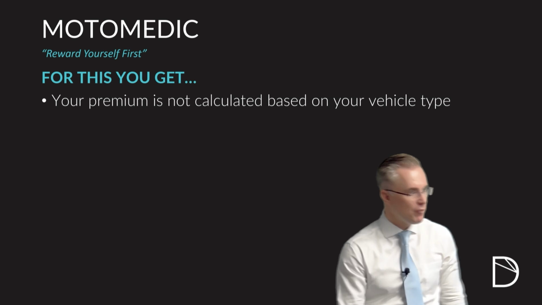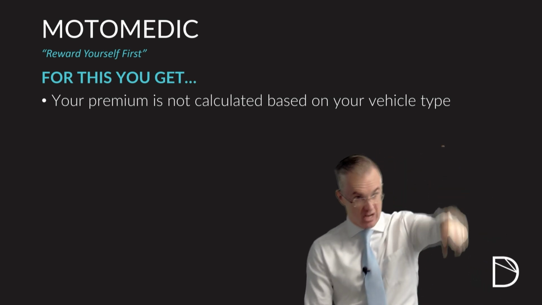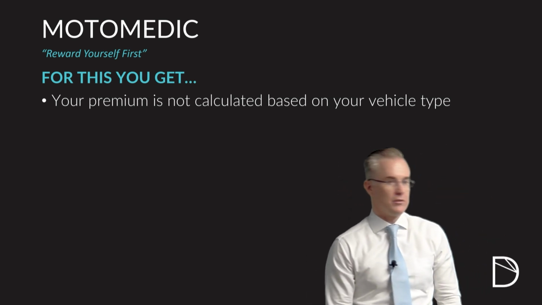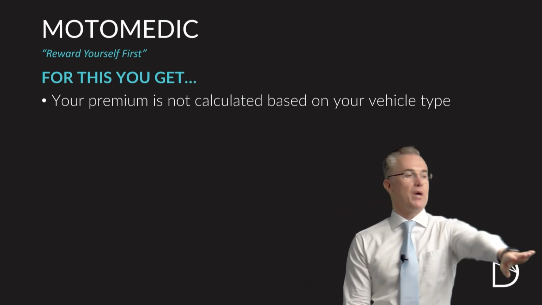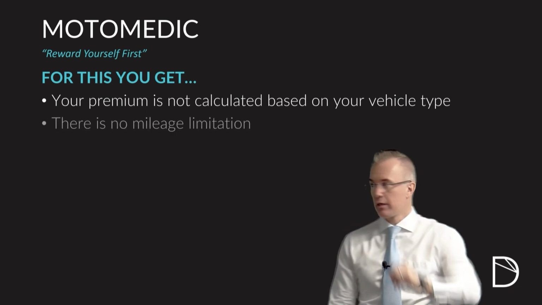That's totally different from everywhere else you go. Do you drive a Land Rover? Yes, 5,000 Rand a month. Do you drive a VW? Okay, 100 Rand a month. Here it's one price for all vehicles, and that again separates us.